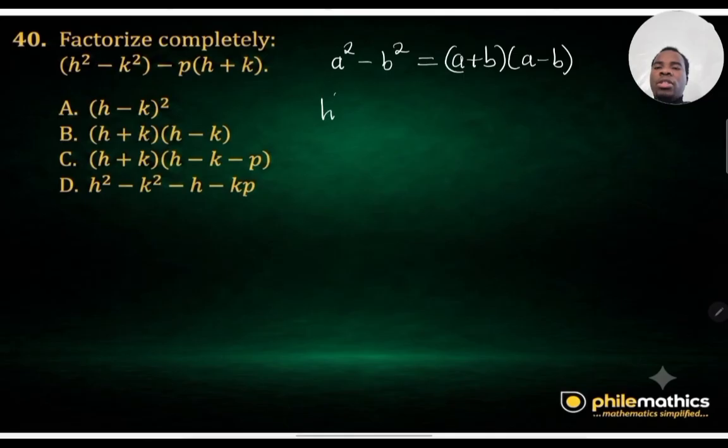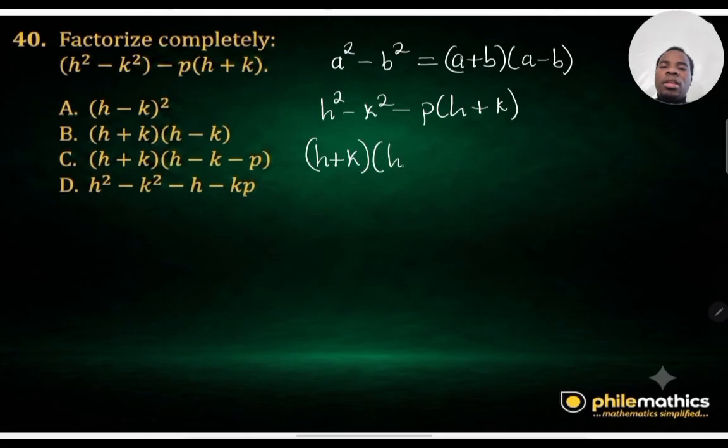So h square minus k square minus p(h plus k). We use difference of two squares on h square minus k square. That will leave us with h plus k, h minus k, minus p(h plus k).